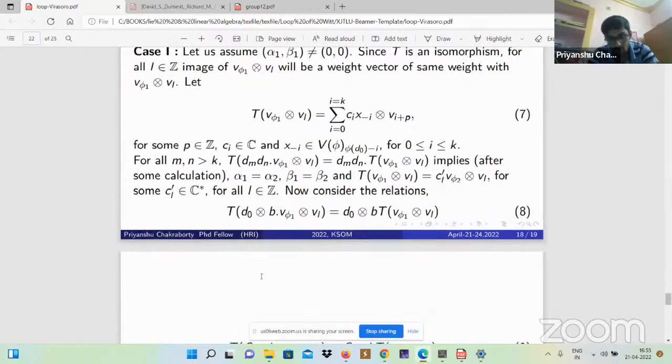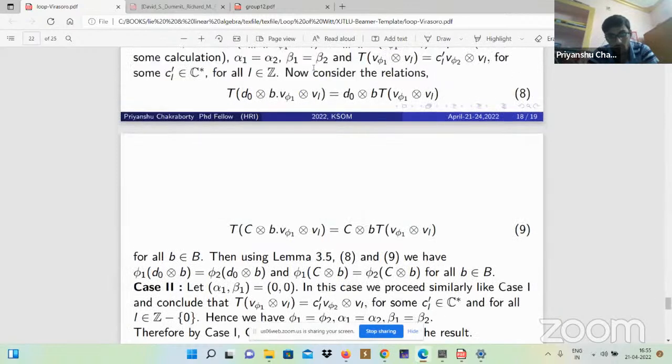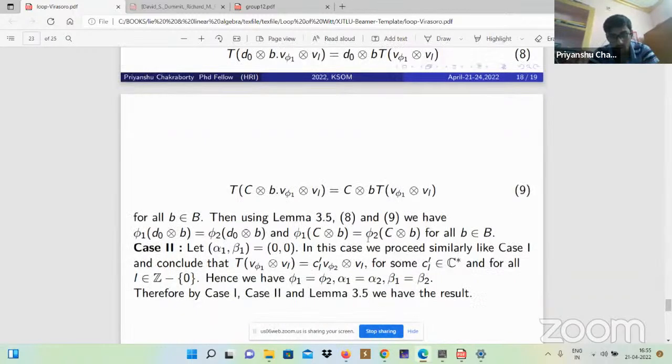Now consider the relation T of d_0 tensor b dot V phi 1 tensor b_L equal to d_0 tensor b T V phi 1 tensor b_L, and T of c tensor b dot V phi 1 tensor b_L equal to c tensor b T V phi 1 tensor b_L. Then using lemma 3.5, that is psi 1 equal to psi 2, and these two relations (8) and (9), and just using the action, we can easily see that phi 1 of d_0 tensor b equal to phi 2 of d_0 tensor b, phi 1 of c tensor b equal to phi 2 of c tensor b for all b. That is, phi 1 equal to phi 2.